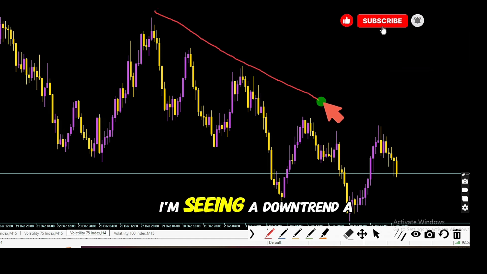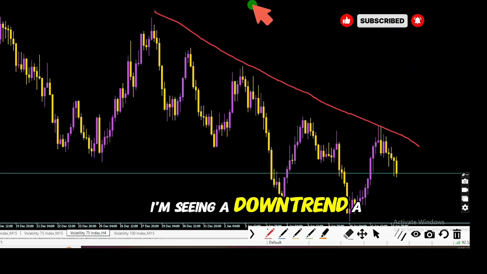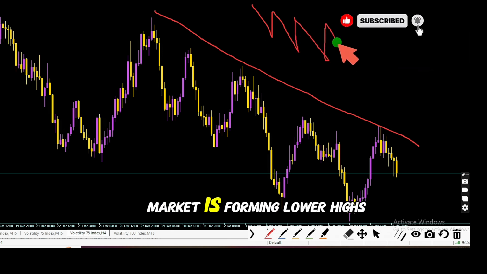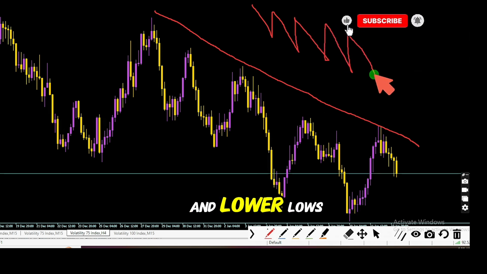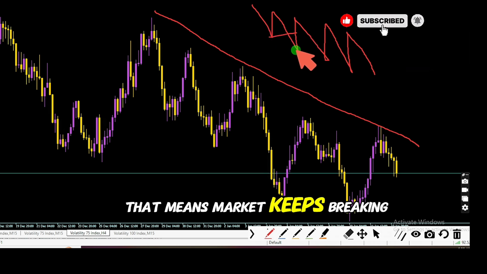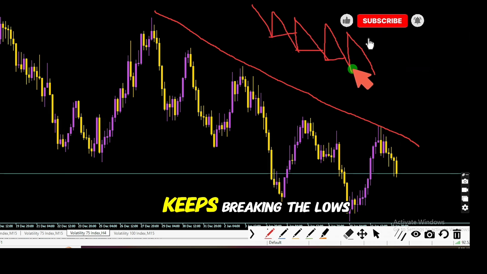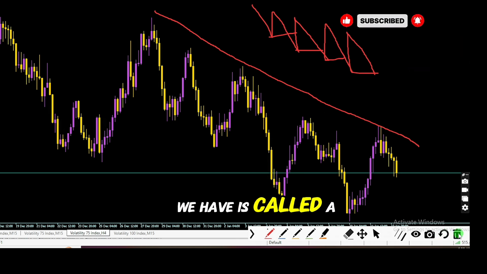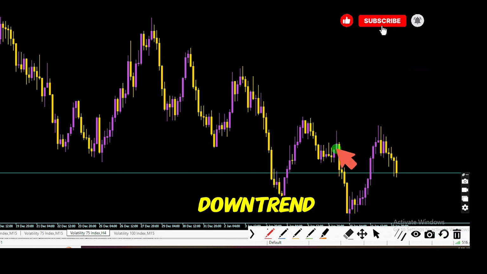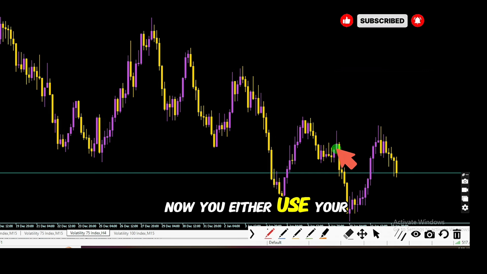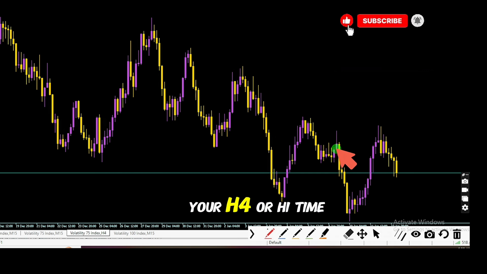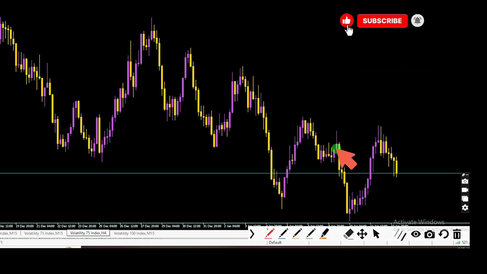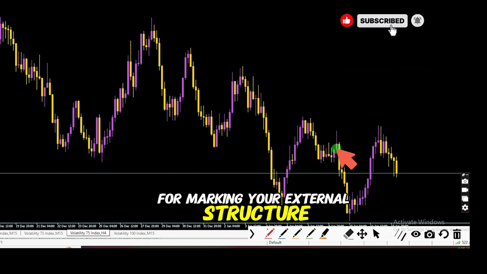Right here, I'm seeing a downtrend. Remember what I say a downtrend is? The market is forming lower highs and lower lows. That means the market keeps breaking the lows. So in this case, what we have is called a downtrend. Now, you either use your daily time frame, your H4 or H1 time frame. Please do not go below this for marking your external structure.